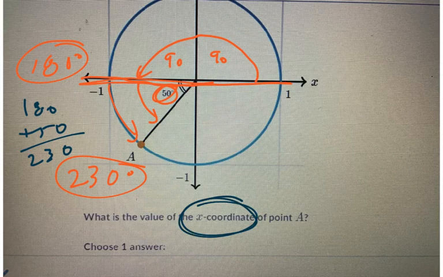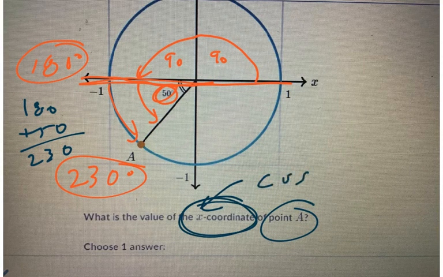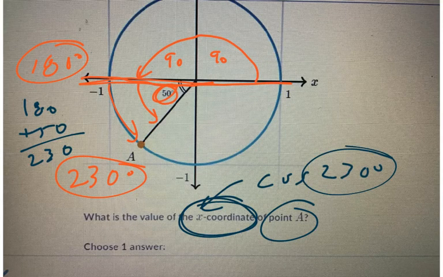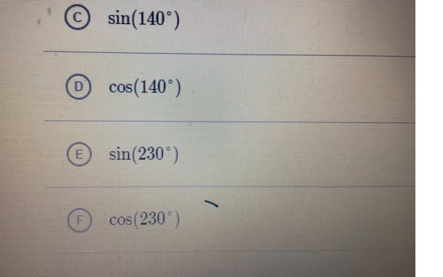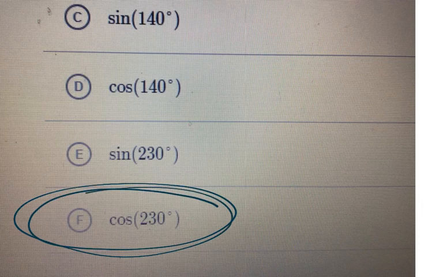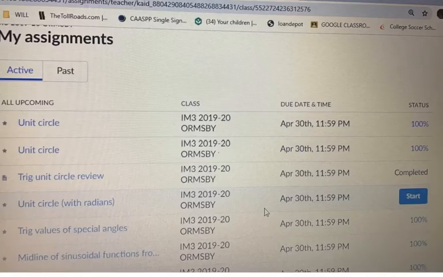They want the x-coordinate of point A. The x, remember, is cosine. They want the cosine of 230. X is cosine, y is sine. All right, so they want the cosine of 230, selection F. Now, I'm pretty sure that would be the last one.